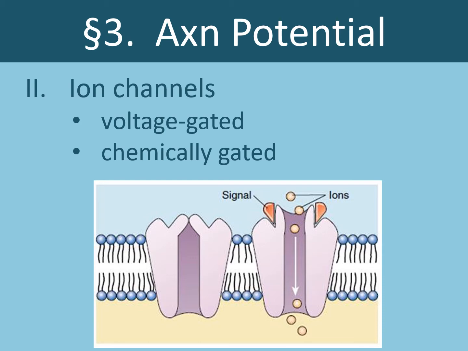The channel pictured here is a chemically gated ion channel. You can see on the left the channel is closed because there's no chemical or molecule bound to it. But the channel on the right is open because the molecule has bound to it, and now the ions can flow with diffusion through the chemically gated ion channel.